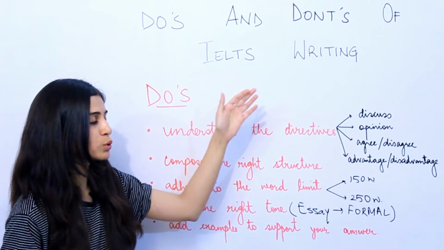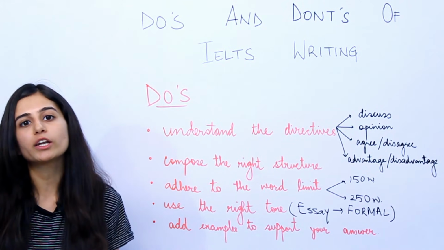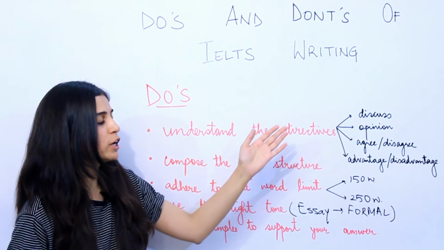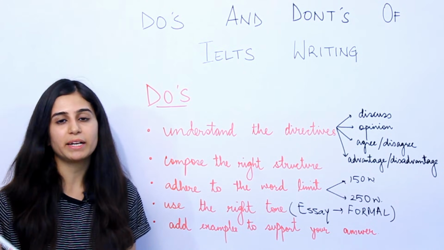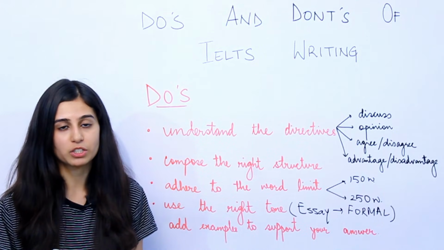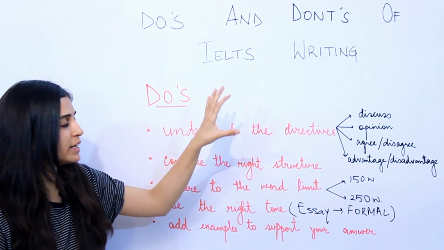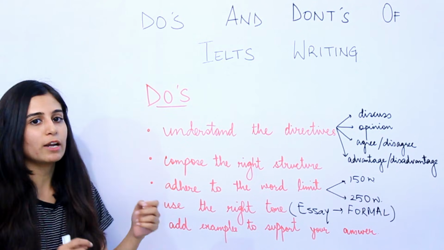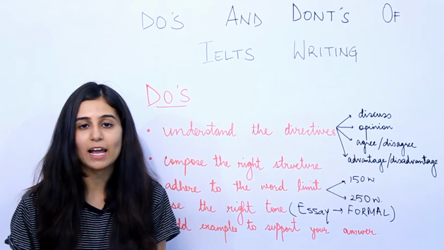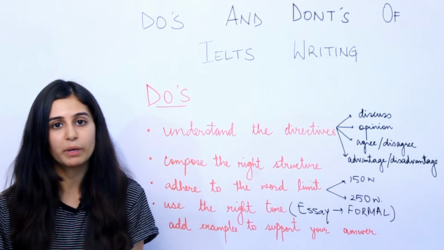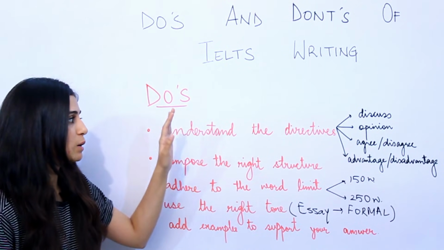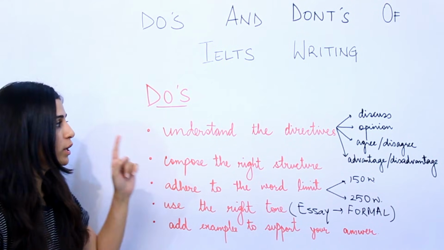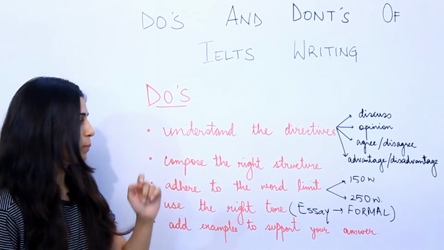This particular thing is very important because there are slight differences between each one of them, and when they ask you to discuss, you cannot and should not give your opinion. Similarly, when they ask whether you agree or disagree with a topic, you shouldn't be telling the advantages and disadvantages. We'll get into the details of each one of them in our subsequent lectures so that you understand what each and every directive means and what you should be writing in your essays when it comes to these words. So stay tuned with us and focus on what the directive asks you to do.